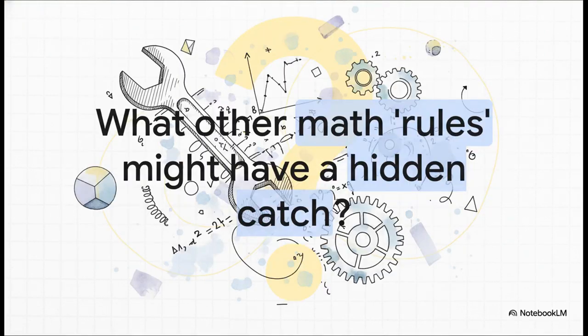Look, the Wronskian is an amazing tool, but like any tool, you gotta know its limits and when its rules actually apply. It really makes you think, doesn't it? What other math rules that we take for granted might have their own subtle, hidden catches just waiting for us to find them?